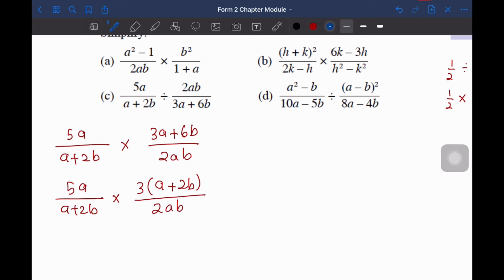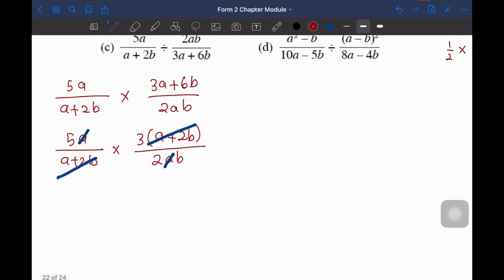Okay, so this one you can cross out. Then ini dua ni A yang sama kan, so boleh potong A. Okay, so apa yang tinggal? So yang tinggal adalah 5 times 3, 5 darab 3, 15. 15 per 2B. Tu je yang tinggal kan? Okay, so this is our final answer.